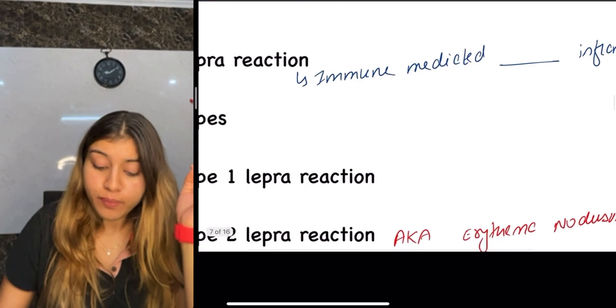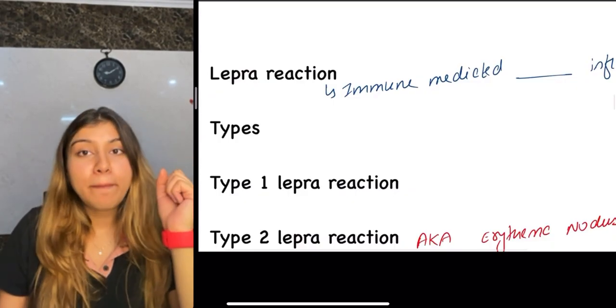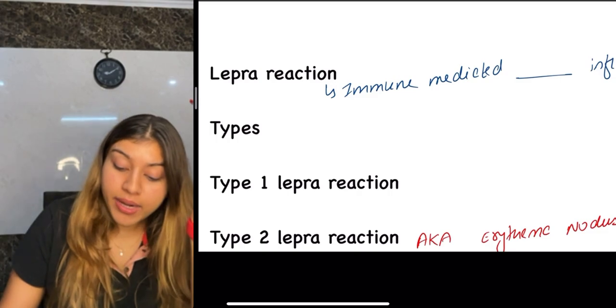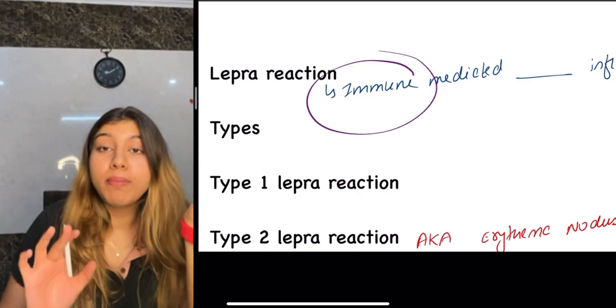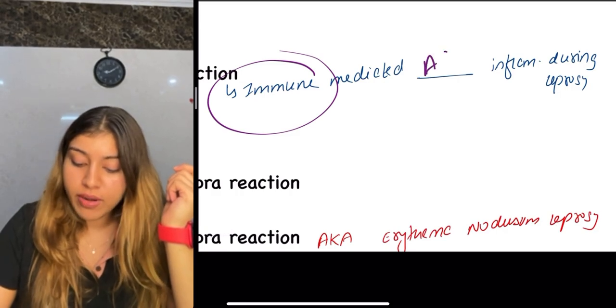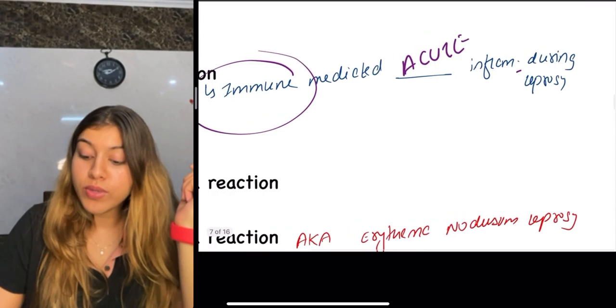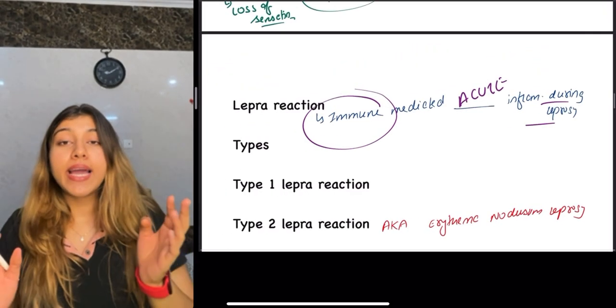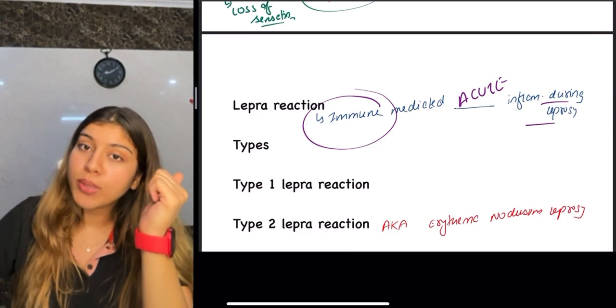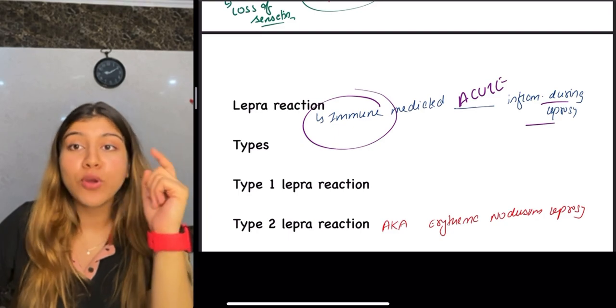Now, guys, we're going to talk about lepra reaction. What is lepra reaction, guys? Very important. Lepra reaction is an immune mediated, is it acute or chronic? It is going to be an acute inflammation which you will see during leprosy. So lepra reaction is a reaction that takes place during leprosy, and it is an acute inflammation, and it is immune mediated.